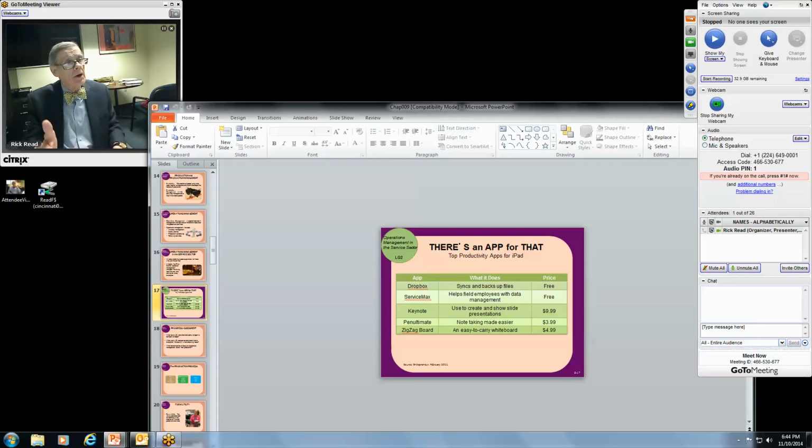I'm not going to talk about these productivity apps for the iPad. I want to go on from something beyond that, so we can move forward.